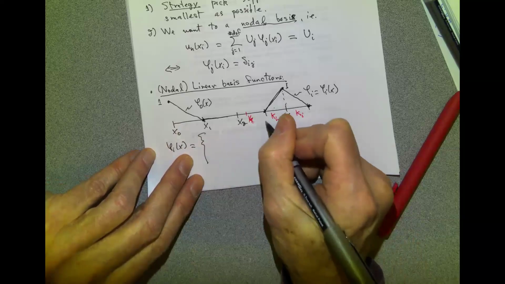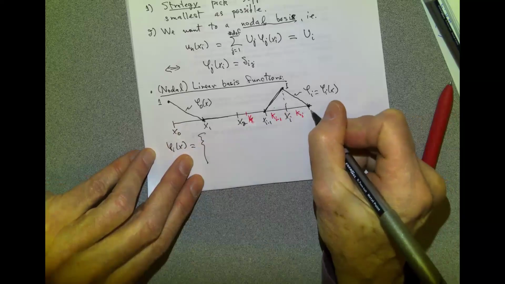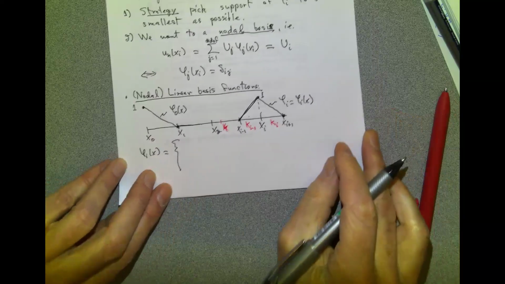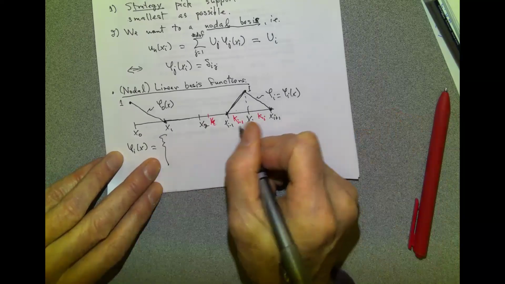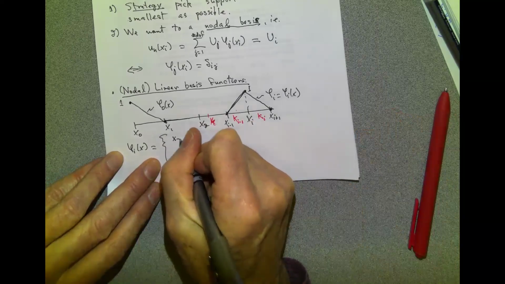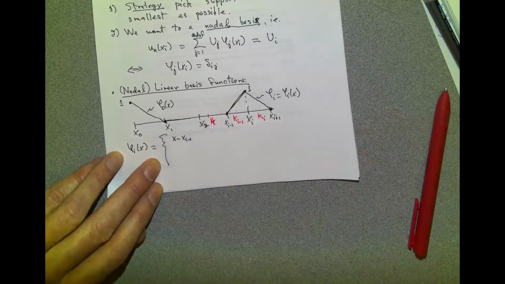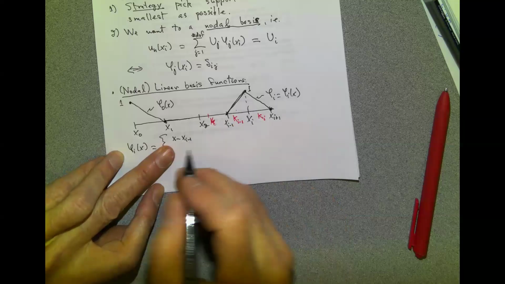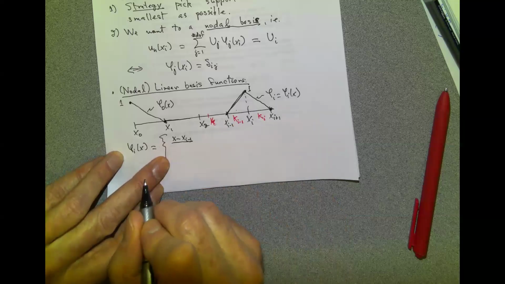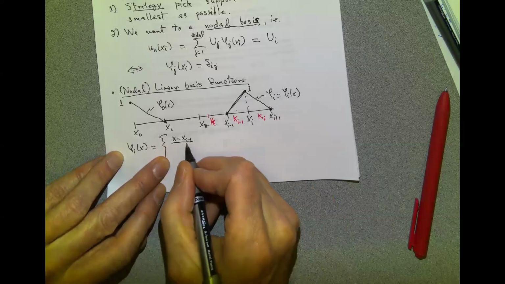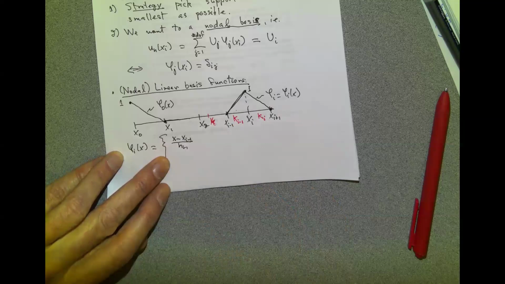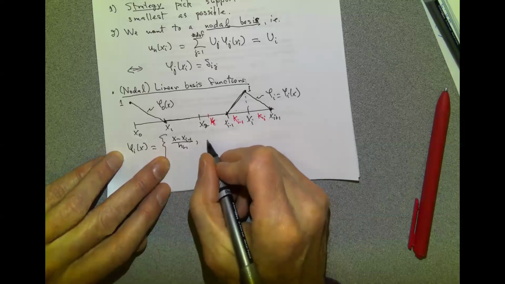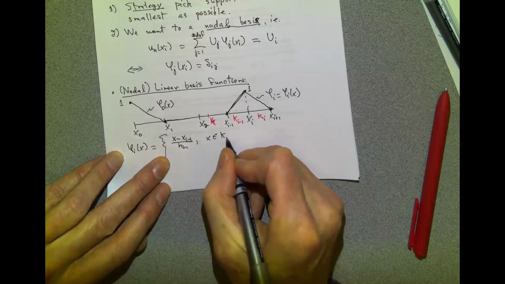So this node is xi minus 1, and this node is xi plus 1. So what do I take in that case? It's going to be x minus xi minus 1, because it needs to be 0 at xi minus 1, and it needs to take the value 1 over here. So what do I divide by? I divide by h i minus 1, the size of the element k i minus 1. This is true for x in k i minus 1.